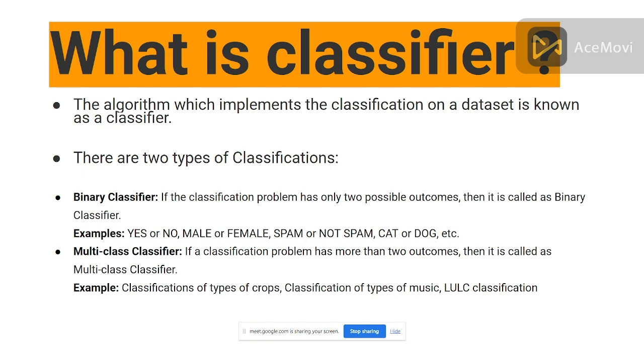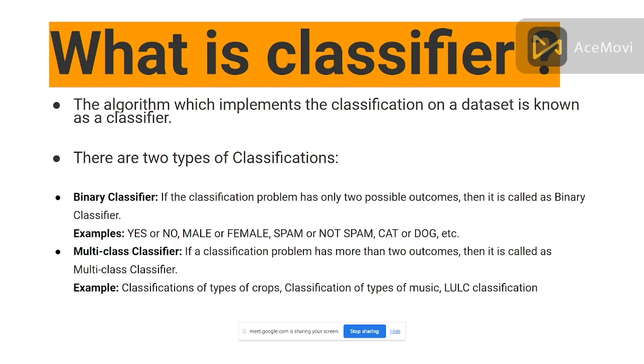Suppose your classification problem has only two possible outcomes. When you can get only two possible outcomes, it's called a binary classifier. For example, yes or no, male or female, spam or not spam, cat or dog. Only two outcomes. Okay, so it's called the binary classifier. As well as the multi-class classifier. What is a multi-class classifier? A multi-class classifier problem has more than two outcomes. So it's called the multi-class classifier.